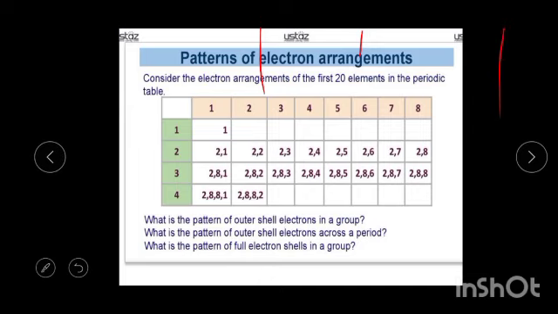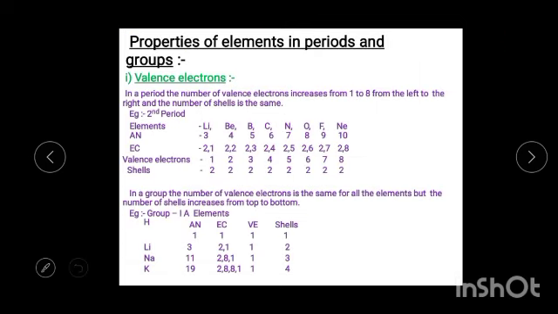If we check along the period, we can see the number of valence shell electrons, that is the number of outer shell electrons, 1, 2, 3, 4. Similarly, the number of valence electrons increases along the period. Here you can see the second period elements, which are lithium, beryllium, boron, carbon, nitrogen, oxygen, fluorine, neon. The atomic number increases along the period.